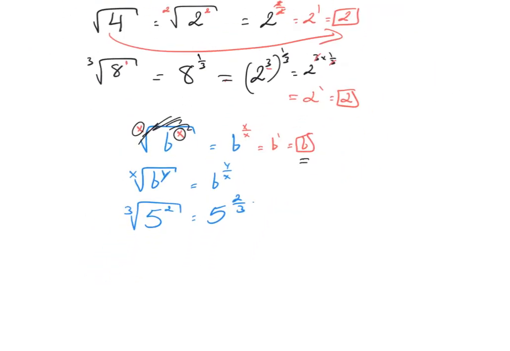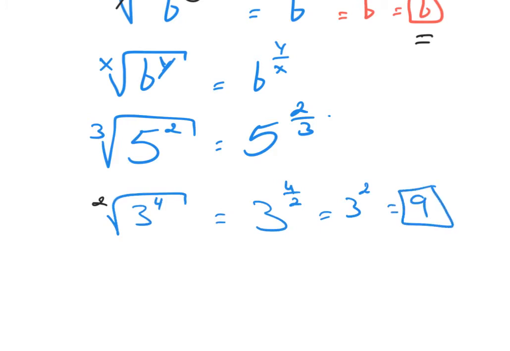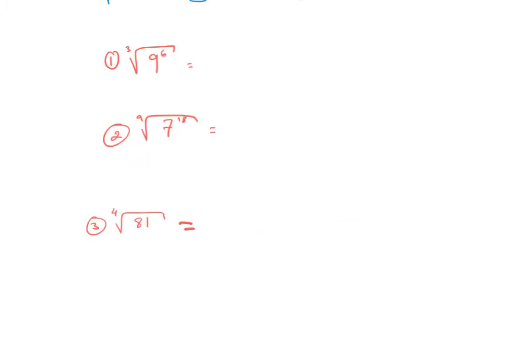And let's get another example here. What if we have the square root of 3 to the 4th? Now remember, if I have nothing here, it means I have 2 here. So it's going to be 3 to the 4 over 2, which is 3 squared, because 4 divided by 2 is 2, and 3 squared is 9. That's going to be the answer.